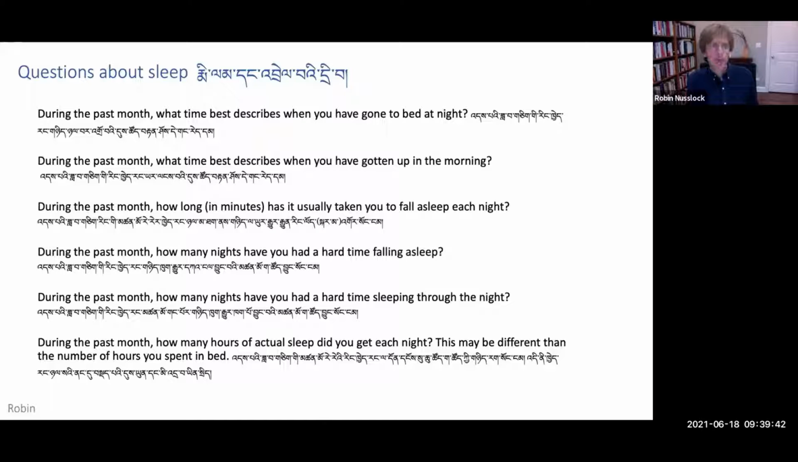Very, very interesting. We'll talk later today a little bit about the neuroscience of dreams.